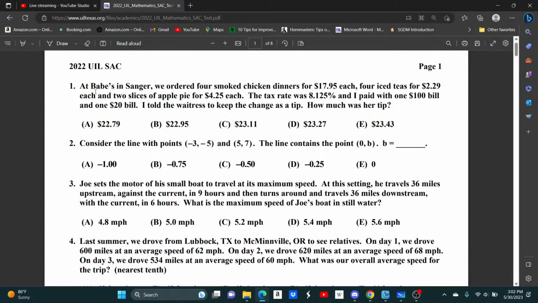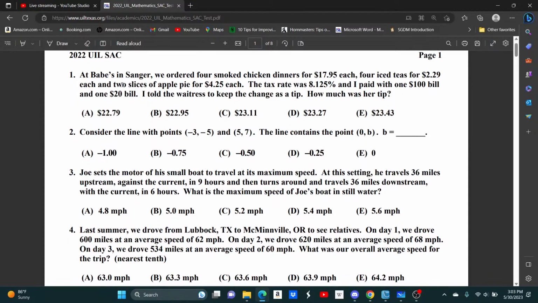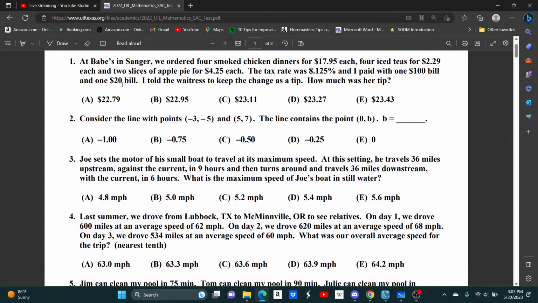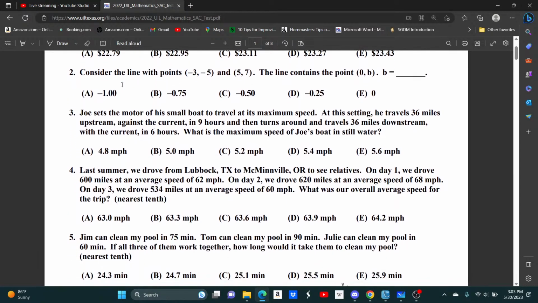Let's see. Number one, at this restaurant, they ordered 4 smoked chicken dinners for $17.95, 4 iced teas for $2.29, 2 slices of apple pie for $4.25. That's the tax rate, and you paid with a $100 bill and one $20 bill. Okay, so this is just your basic consumer problem. We don't really have to go through this one. To get the price after tax, you multiply by 1.08125. That's really all there is.